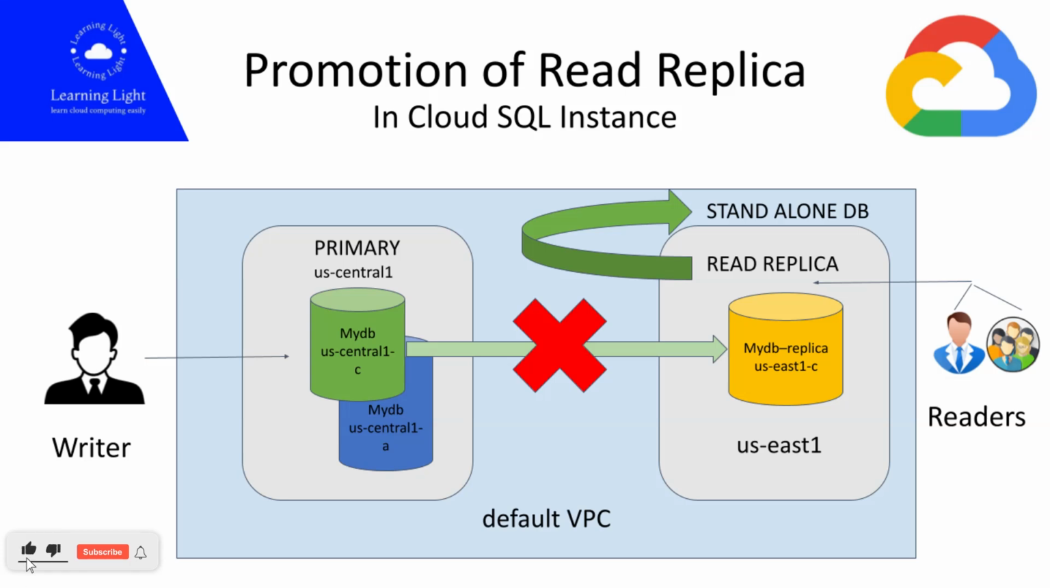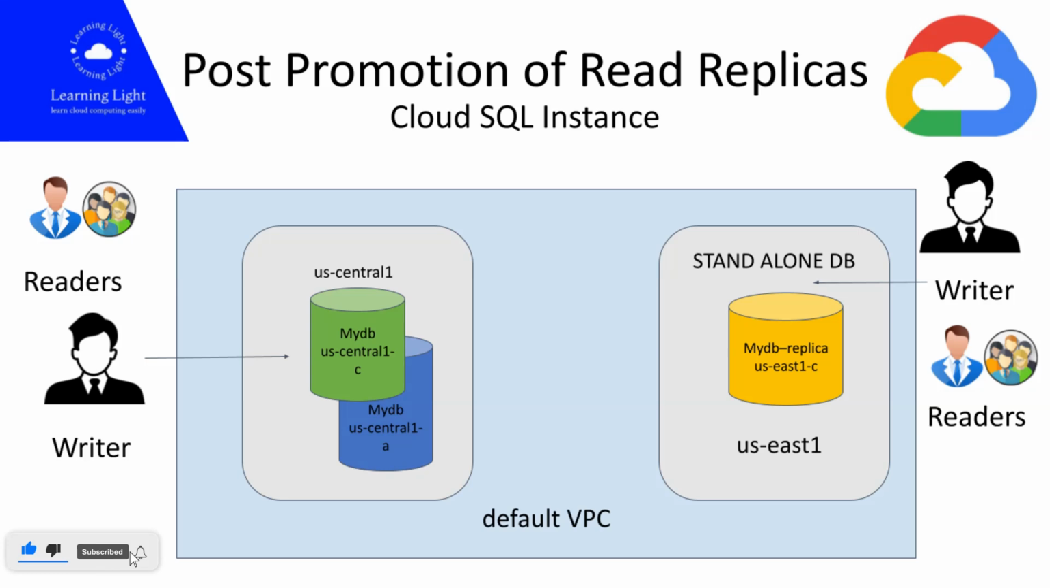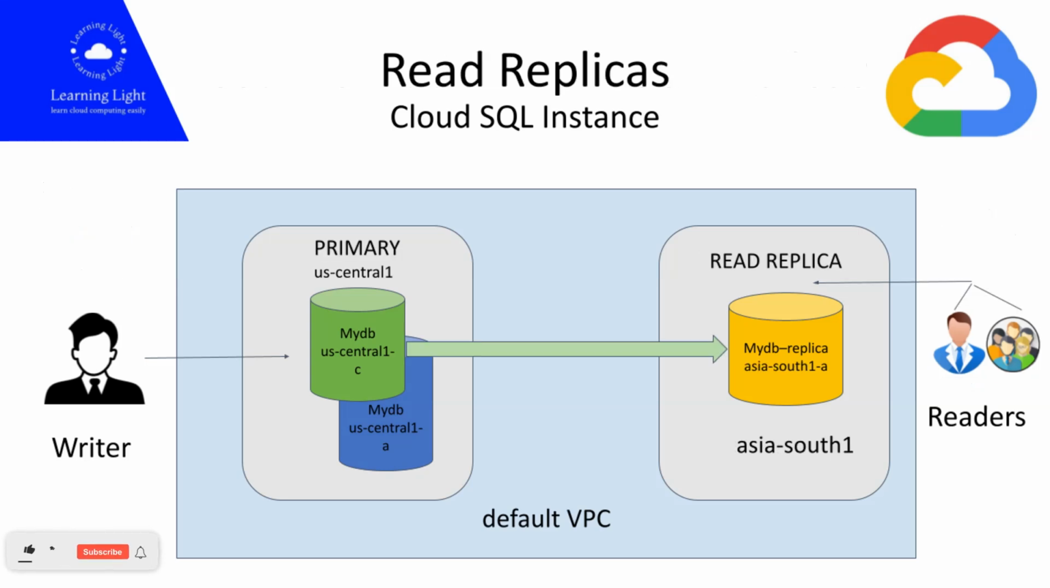So, in this particular video, we will learn how we can promote the read replicas to a standalone complete database. In the last lecture, we saw how we can create the read replica of a MySQL database in Cloud SQL. We created the data, we created the table in the primary database, and we saw how we can replicate that data automatically in the replica database.